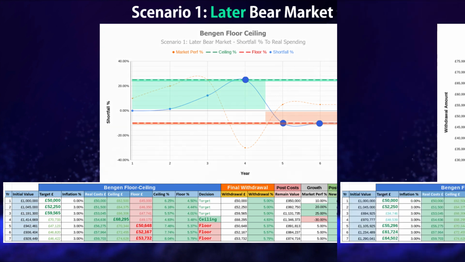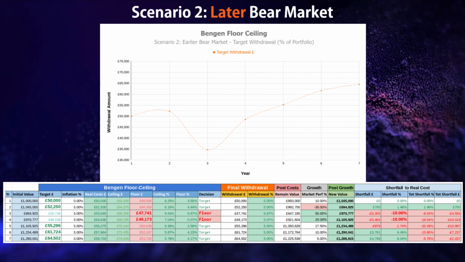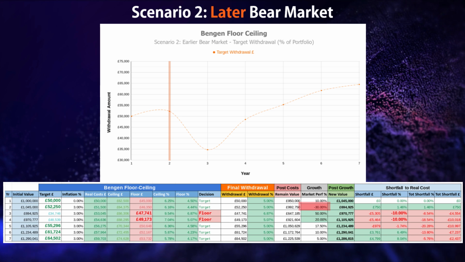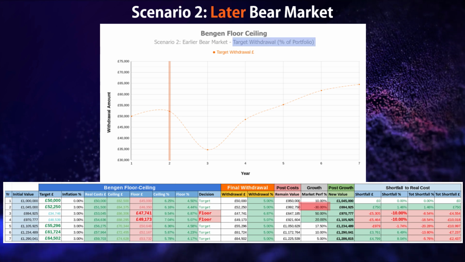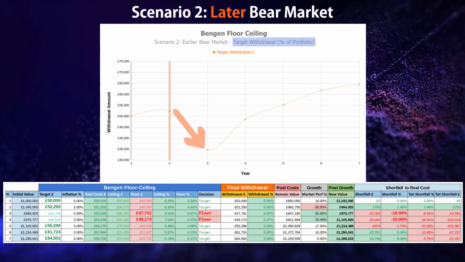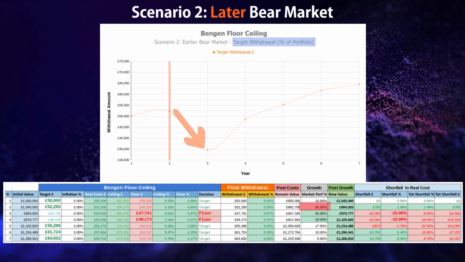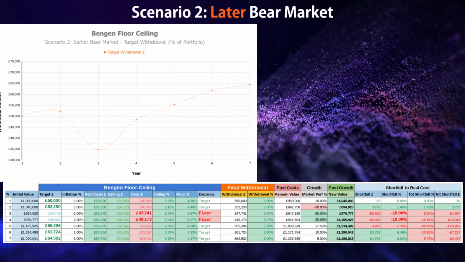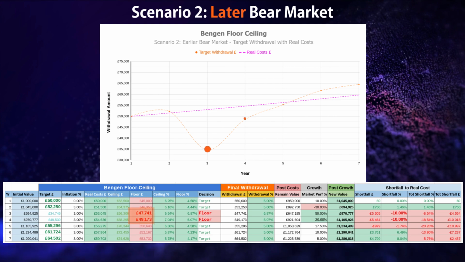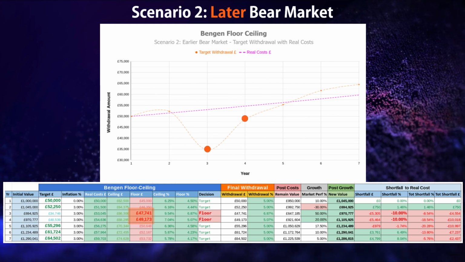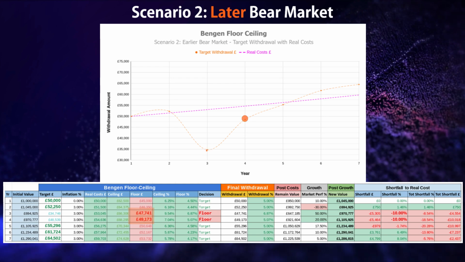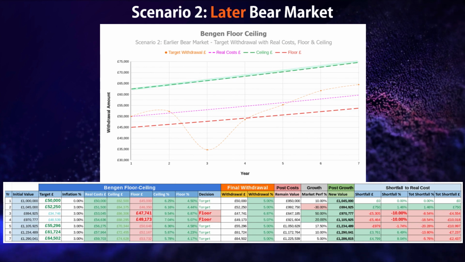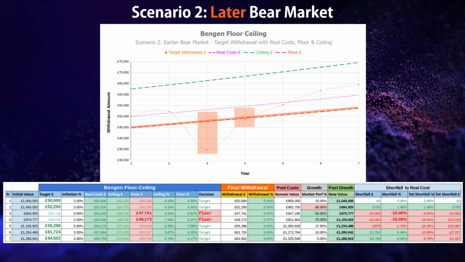This perspective is helpful for understanding how the Bengen Floor-Ceiling strategy operates, showing how withdrawals align with the limits and shape the overall strategy. Now, let's move to the second scenario, where the bear market strikes early, in year 2. Target withdrawals are based on the portfolio performance. A sharp decline occurs in year 3 after a 30% drop at the end of year 2. Following this, there's a strong recovery, so let's overlay the real costs to assess the impact of 2 years of income reductions if we relied solely on percentage-based withdrawals. When we factor in the floor and ceiling limits, we see that the ceilings were never breached, but the floors were breached twice in years 3 and 4.